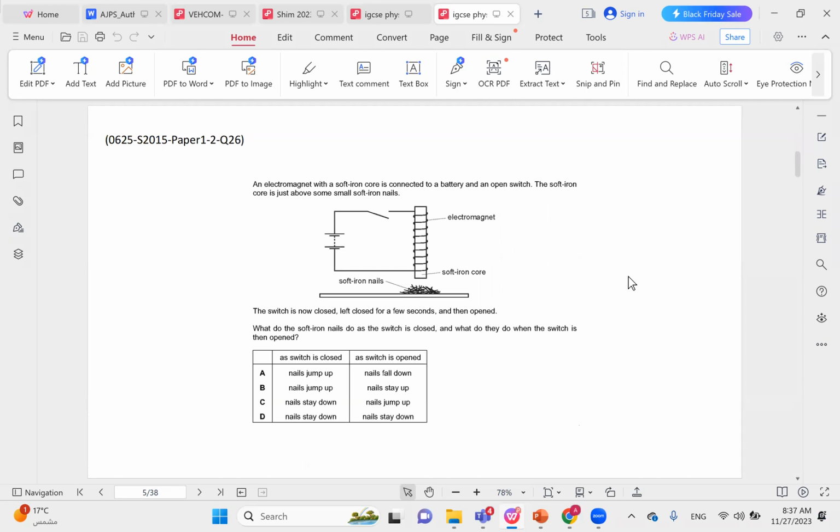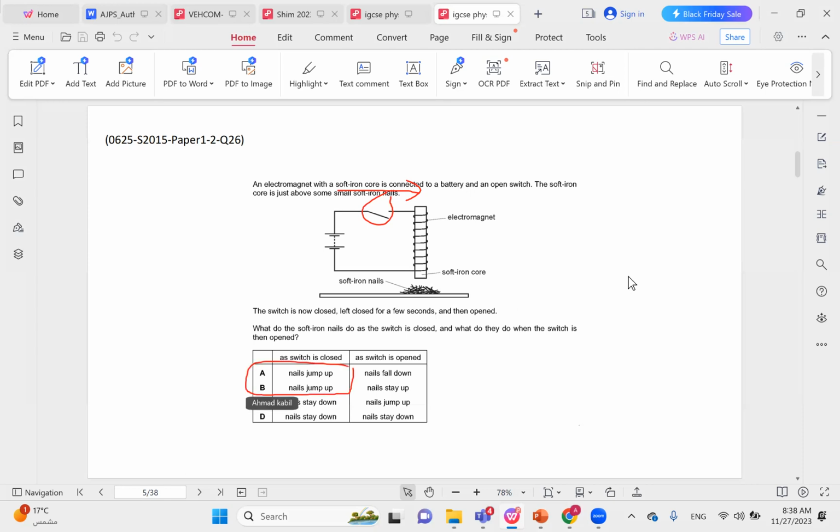An electromagnet with a soft iron core is connected to a battery and an open switch. The soft iron core is just above some small soft iron nails. The switch is now left closed for a few seconds and then opened. What do the soft iron nails do as the switch is closed, and what do they do when the switch is opened? Of course, when the switch is closed, you have a circuit, with electricity moving through it. So the electromagnet will work in a sense. It will magnetize the soft iron core and the nails will jump up, it will attract the nails.